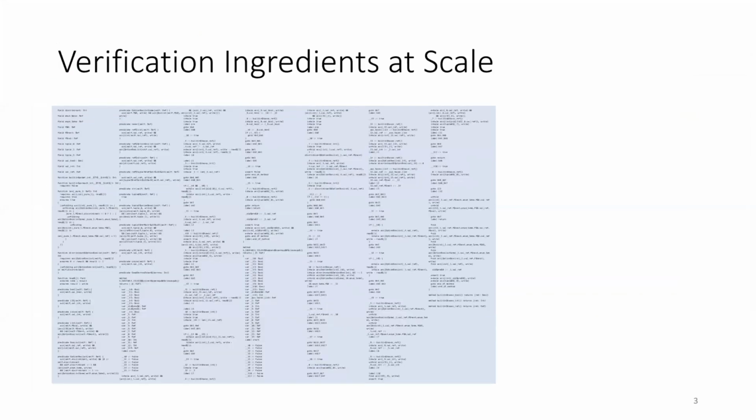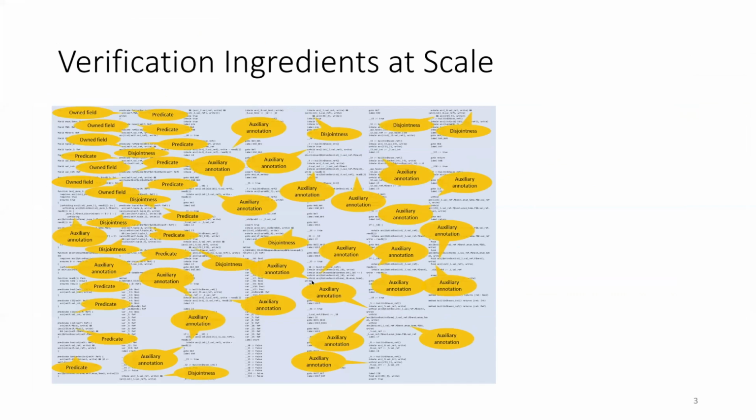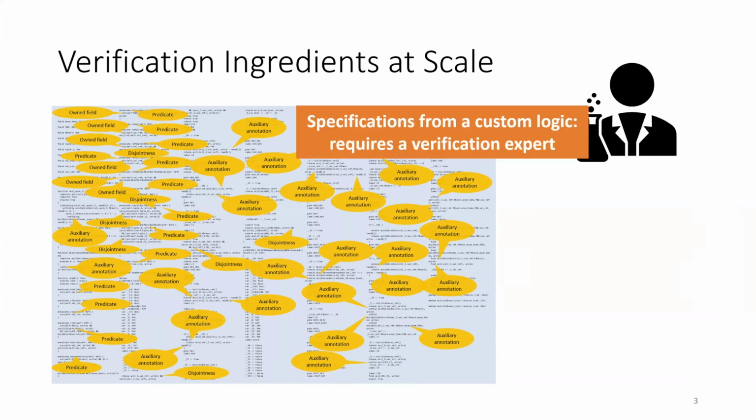But if you scale this up to a large amount of code, you get this kind of work to do all the time. So there's a lot of annotation overhead and a lot of engineering to do in order to construct the proof scripts that explain to the verifier why everything is okay. And so this typically means that these tools are limited to people who are expert in verification. They need to understand some custom logic, these notions of permissions and disjointness.